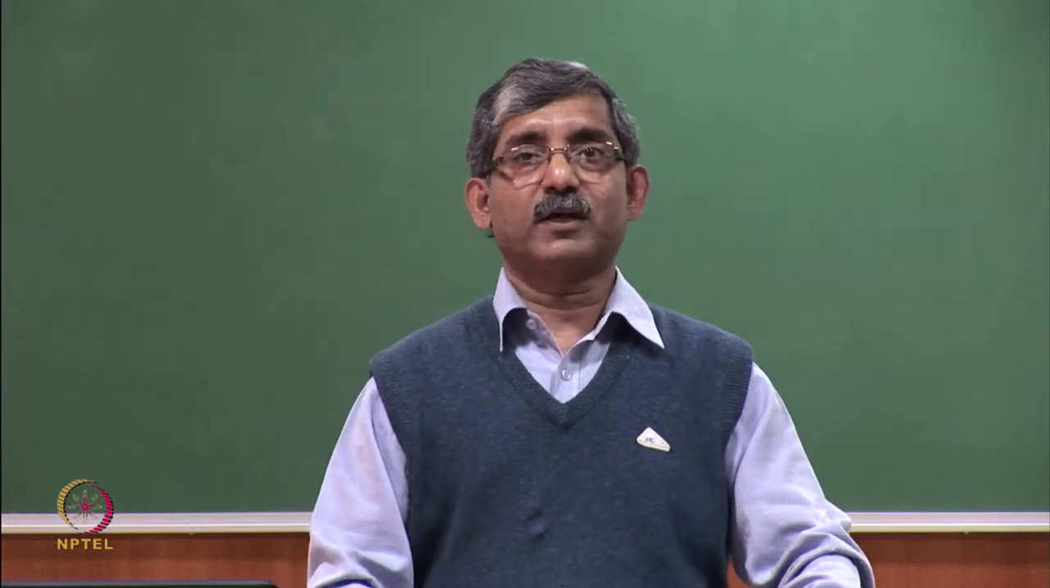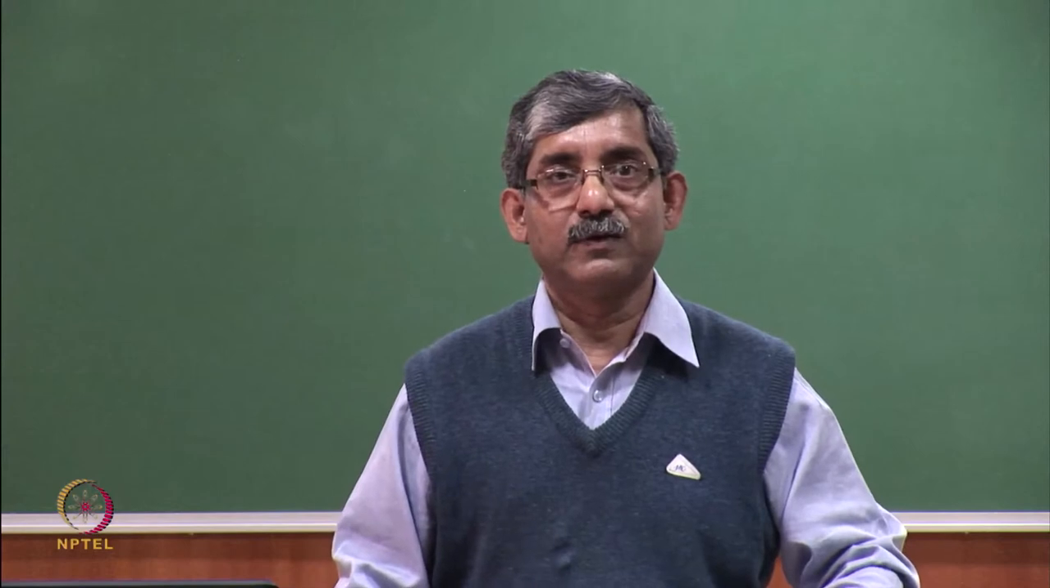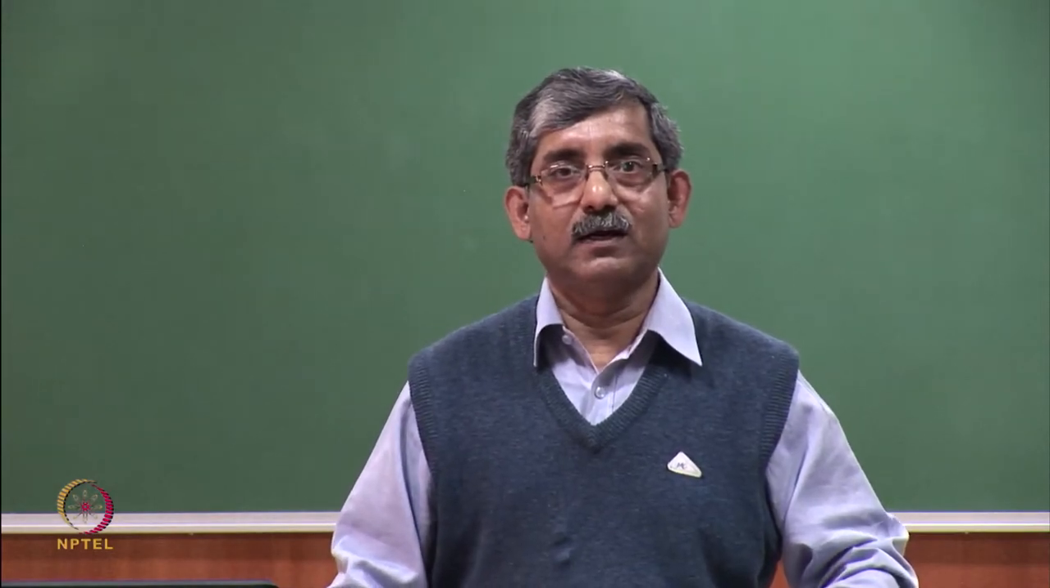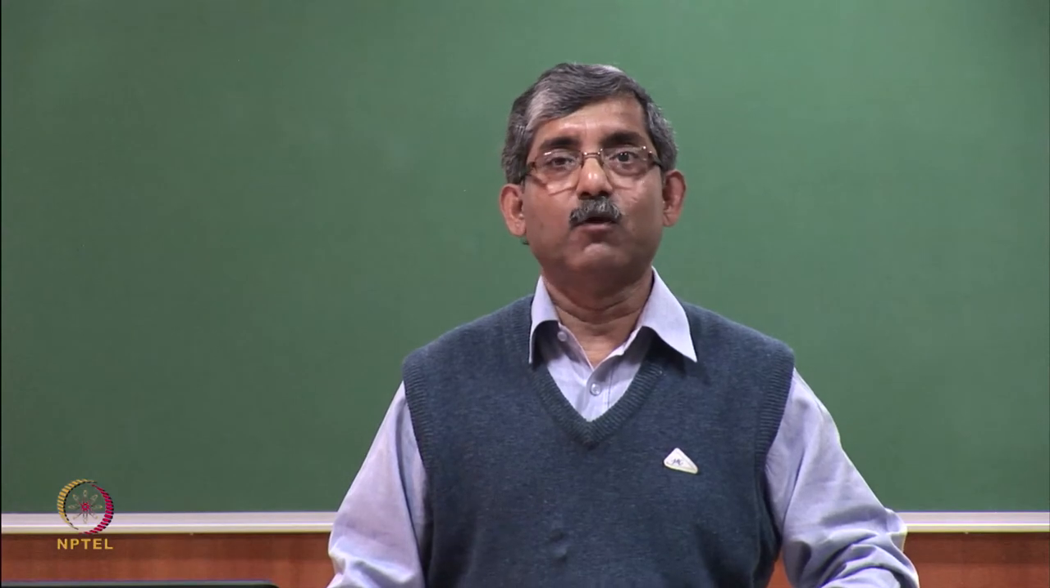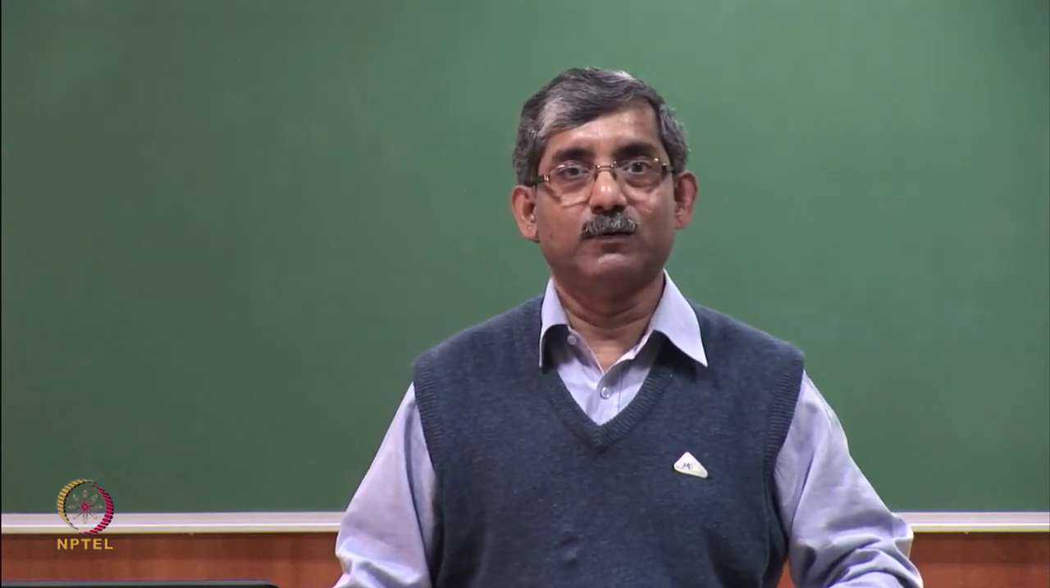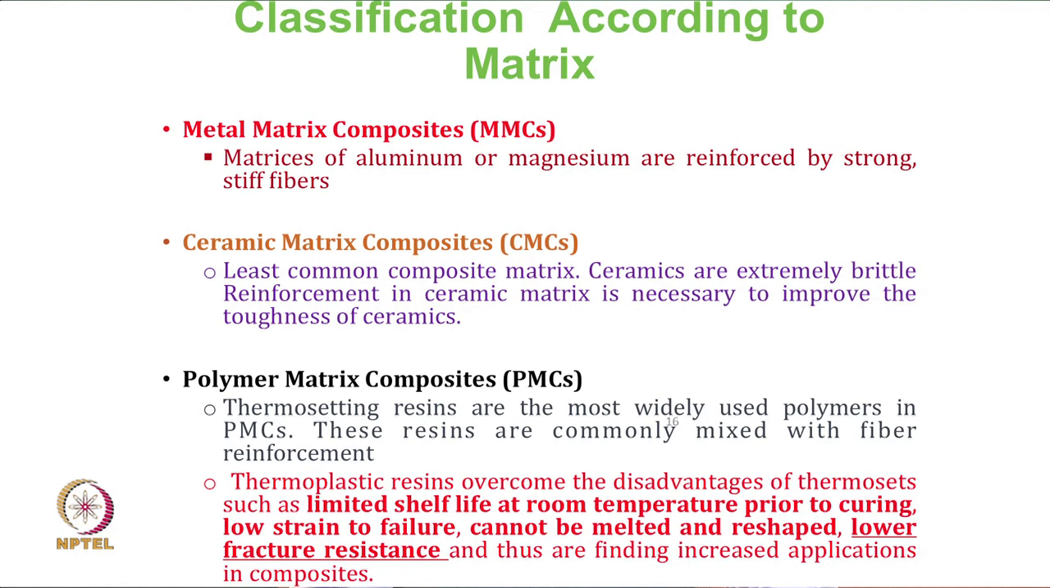And polymer matrix composites are of basically two type. One is thermosetting polymer, which are most widely used polymer. These resins are commonly mixed with fiber reinforcement. I will discuss the advantages of this thermosetting resins. They have their own disadvantages also. Another polymer matrix material is thermoplastic material. They overcome the disadvantages of thermosets.